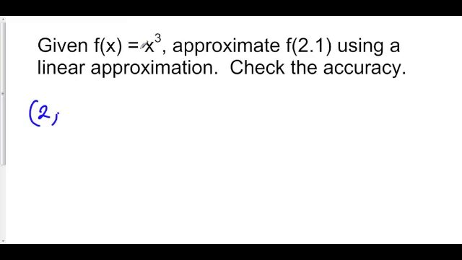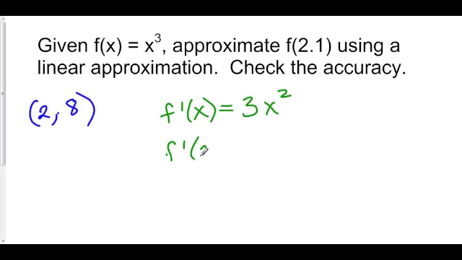If you plug 2 into x, we get 8. So our point is (2, 8). Now let's find the slope of our tangent line, which is given by f prime of 2. But let's first find f prime of x. f prime of x is equal to 3x squared, which means that f prime of 2 is equal to 2 squared, which is 4, times 3 is 12.